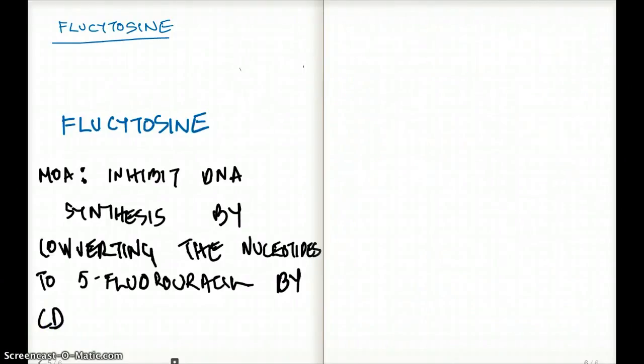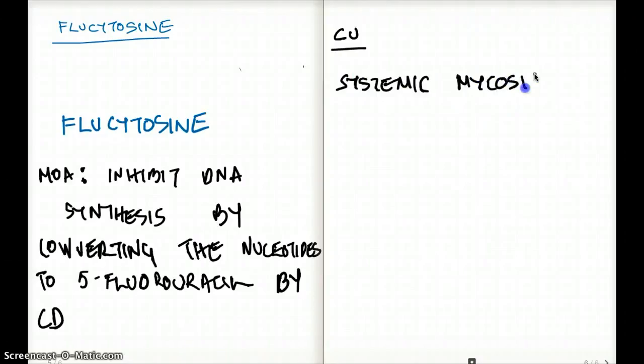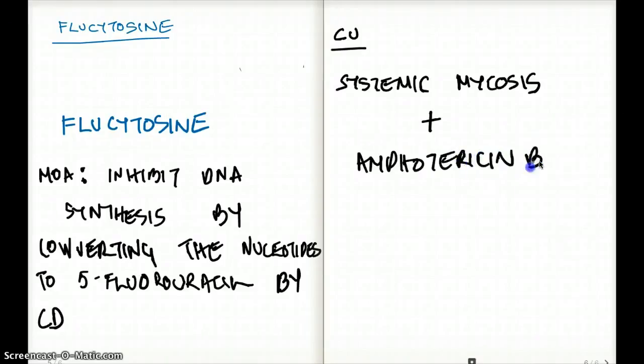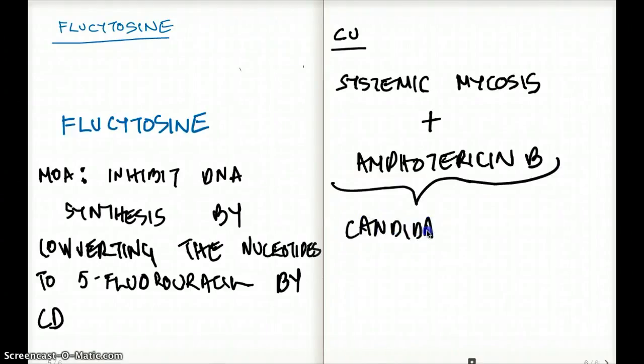Now, what about the clinical use of flucytosine? Usually it's used for systemic mycosis, and it's used in combination with amphotericin B. Some examples of where we see this are Candida and Cryptococcus, to name a few. Now, these are the clinical uses of flucytosine.